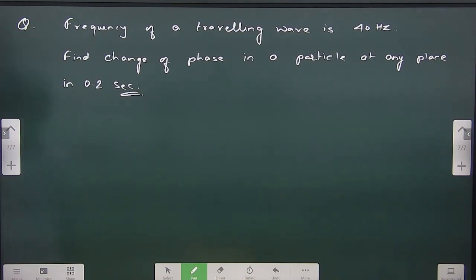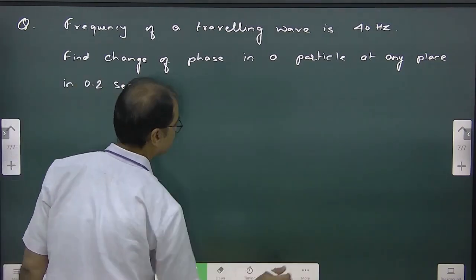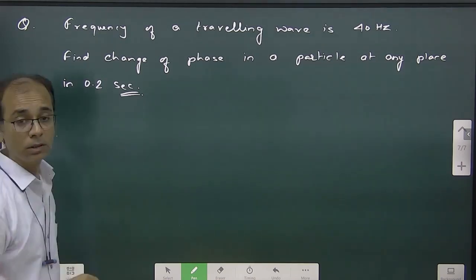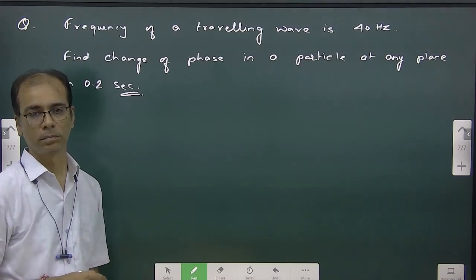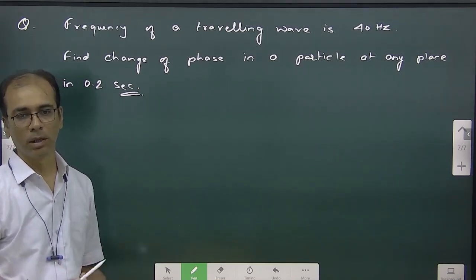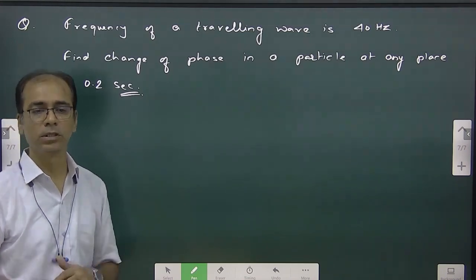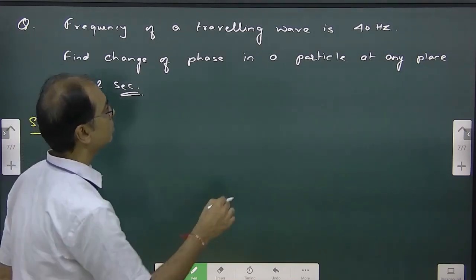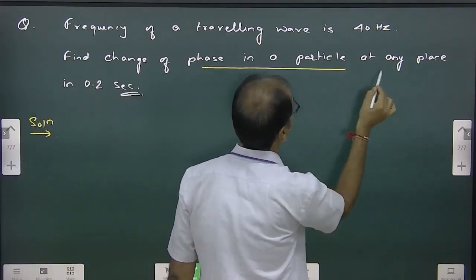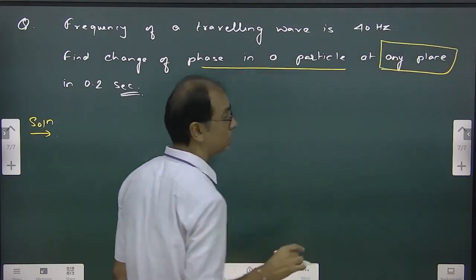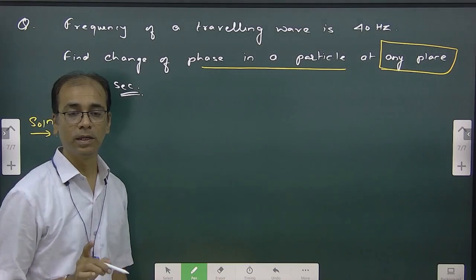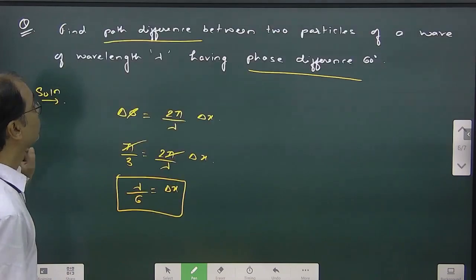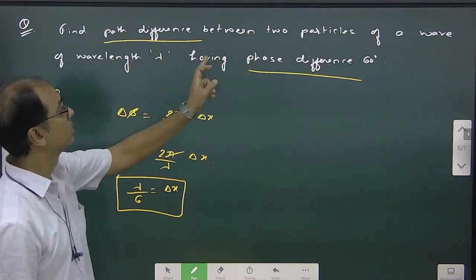What to do? Here there is no talk about lambda, nothing is given. Time is given, frequency is given. What to do? Here he is talking about a single particle. Phase in a particle at any place. That means x is constant. So here delta phi is not k delta x. In the previous question, what was the difference? Find path difference between two particles.